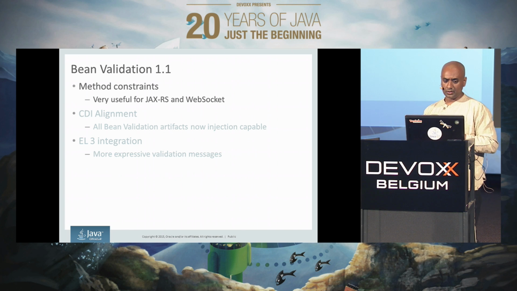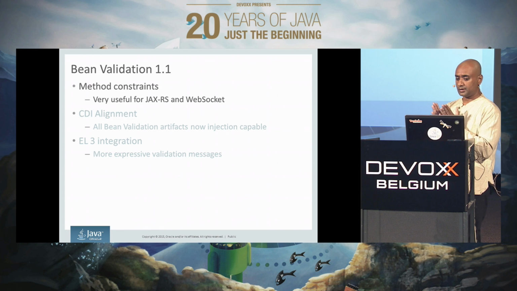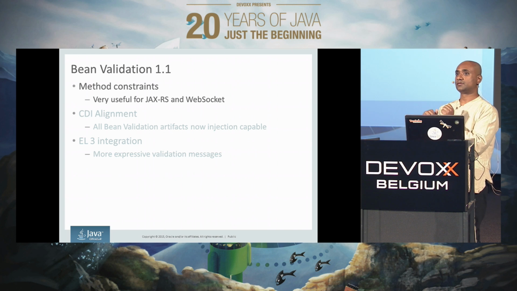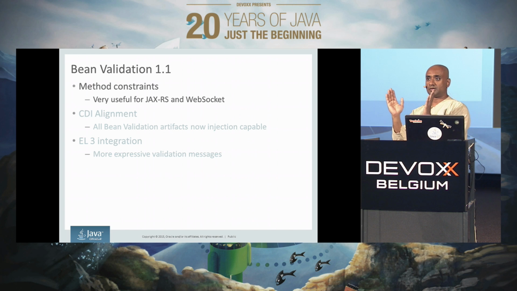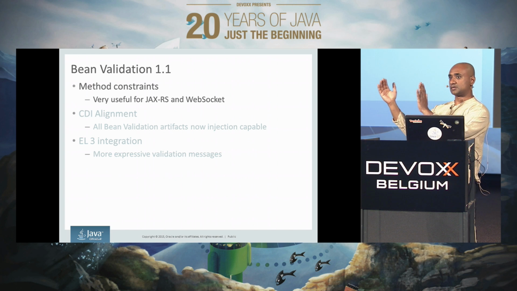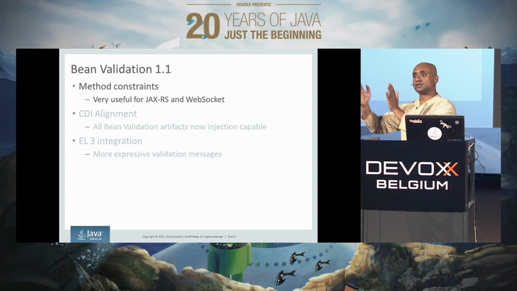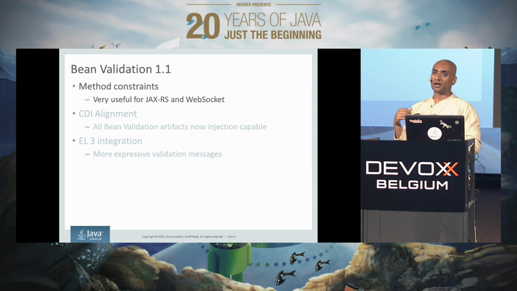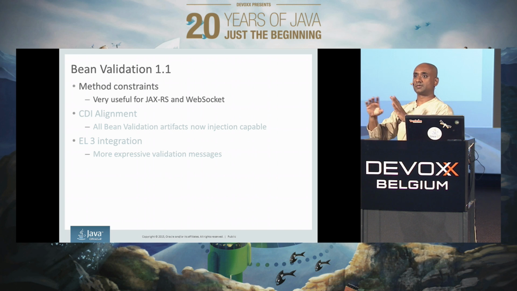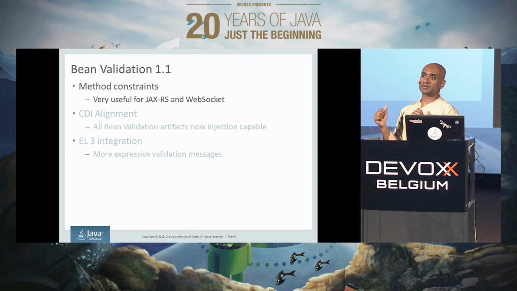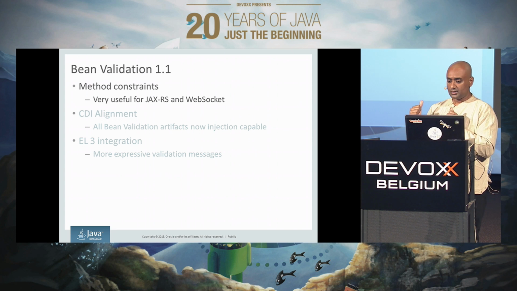The other interesting one is integration of EL expressions with bean validation messages. So if you've ever used bean validation, you can express bean validation messages to say, hey, this is my bean validation constraint. If it fails, please produce this message. It used to be that it's just a string. Okay, you can just express it as a string. It's not terribly dynamic. It's a static bit of information that you send to your client.